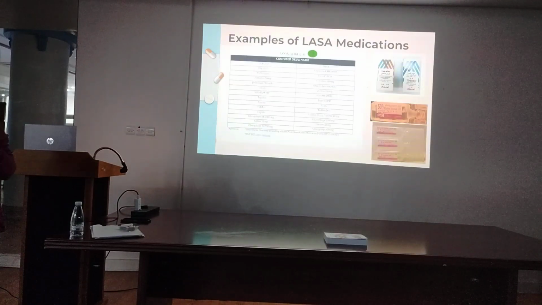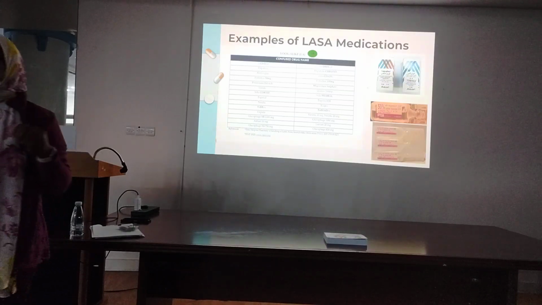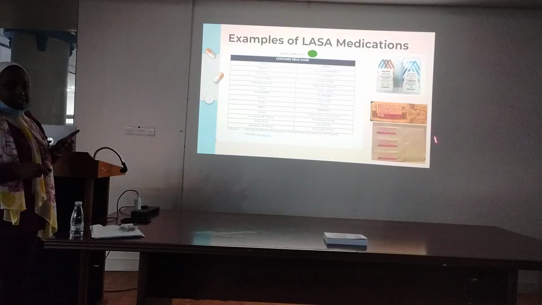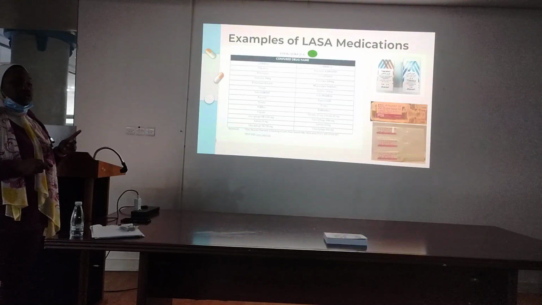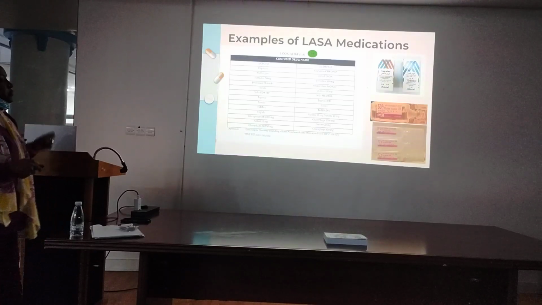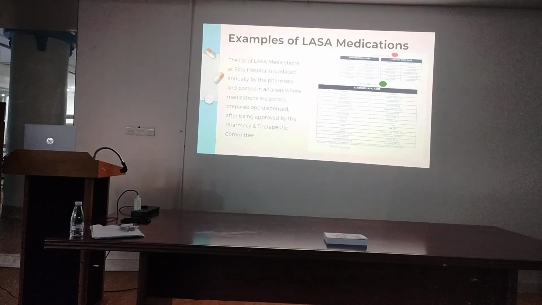Where does the list come from? The pharmacy. The list is provided by the pharmacy. This list is annually updated, as well as the high alert medication list. Okay? Again, this is an example. This is magnesium and this is potassium, by the way. These are two different medications that they look alike due to their packaging. Okay, the list is available everywhere. The list is written in Tallman lettering.